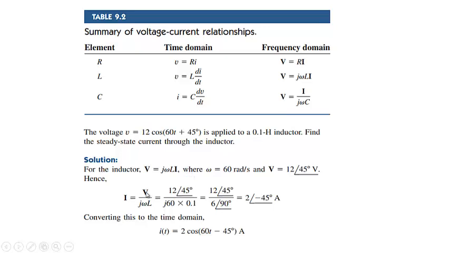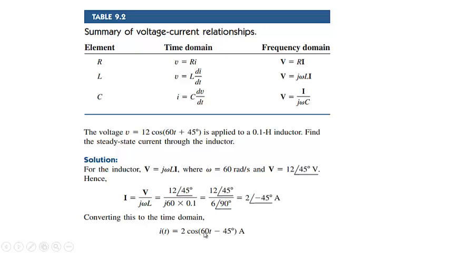So I is equal to V divided by j omega L. This is 12 at an angle of 45 divided by j into 60 into 0.1. It comes out to be 12 at an angle of 45 divided by 6 at an angle of 90 degrees. It comes out 2 at an angle of minus 45 degrees. Again, converting this to time domain, I will get i(t) is equal to 2 cos of 60t, because this remains as it is, minus 45 degrees.